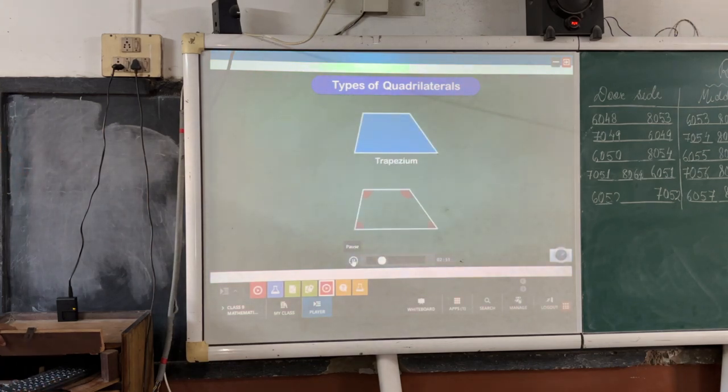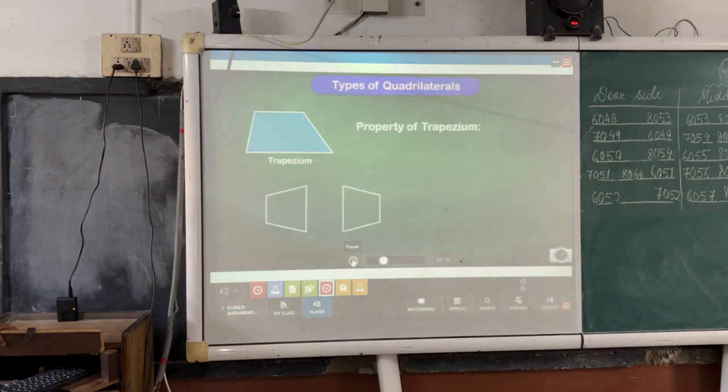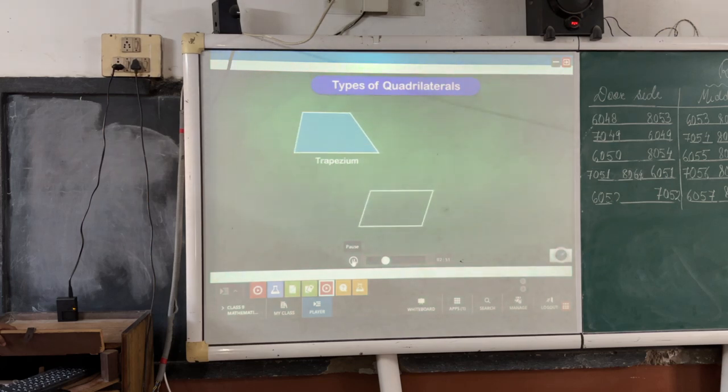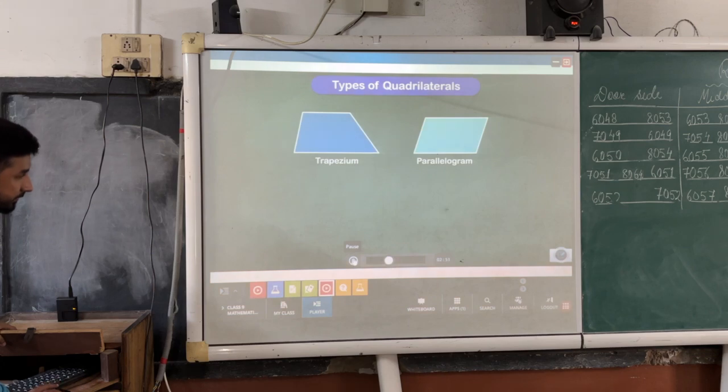Trapeziums can have different angles. The important thing about trapeziums is that one pair of opposite sides is always parallel. There is another type of quadrilateral in which both pairs of opposite sides are parallel. Such a quadrilateral is called a parallelogram.